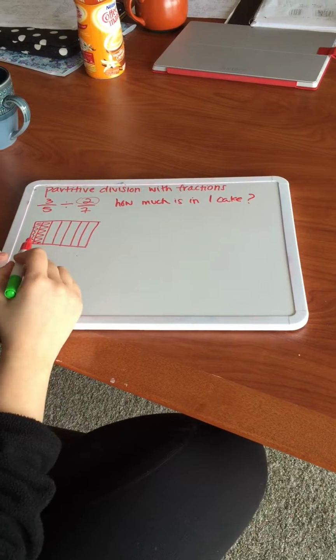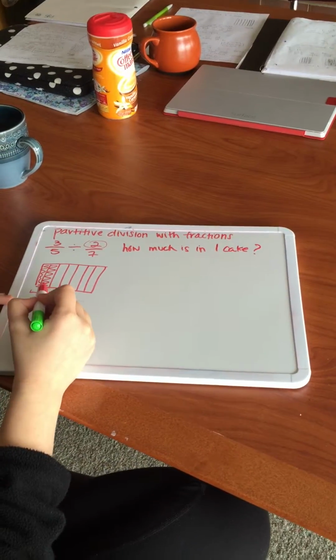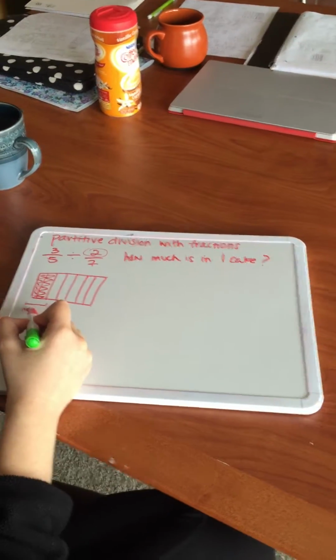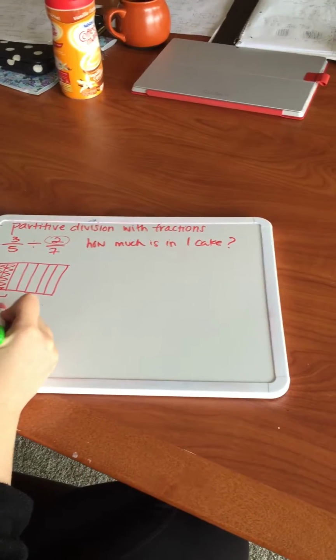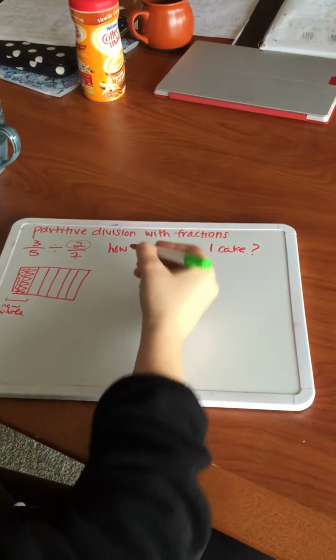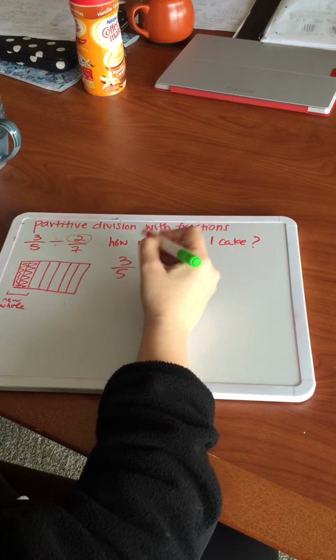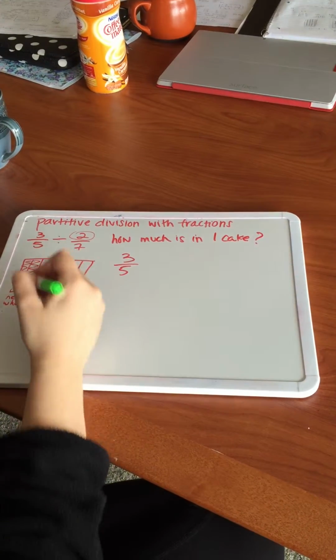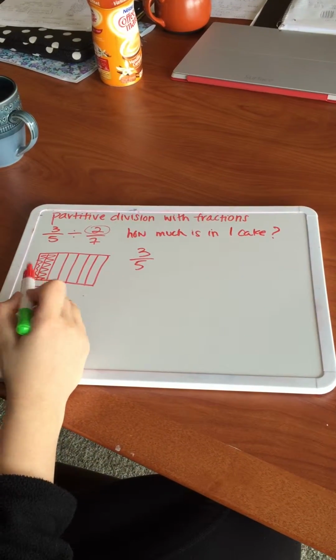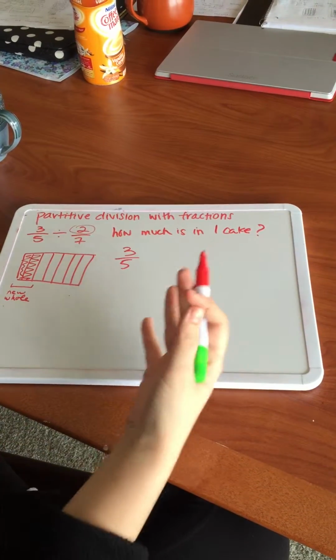And within this, we're actually going to make this part into the new whole. And it's just going to be temporary, but we can write new whole for right there. So what we want to do is we're going to have 3/5, and we know that that's how much sugar is in this part of the cake, but we want to know how much is in the whole cake. How are we dividing it?